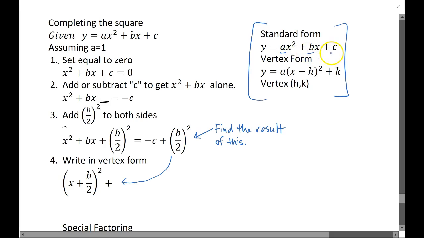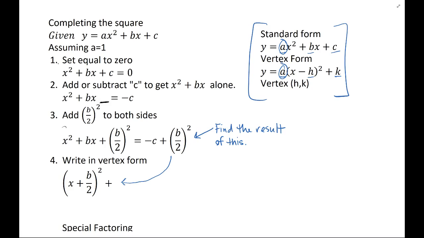A, B, and C, but in the vertex form all we have is A, H, and K, and so the A's are the same. B and C have nothing to do with your H and K. But completing the square is what we'll use to convert from standard form to vertex form.